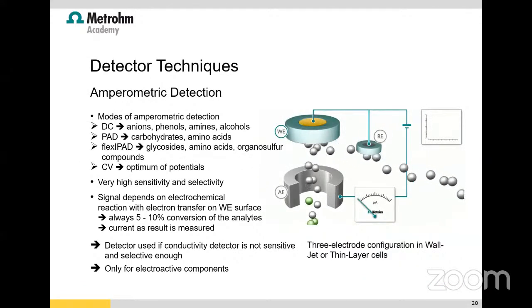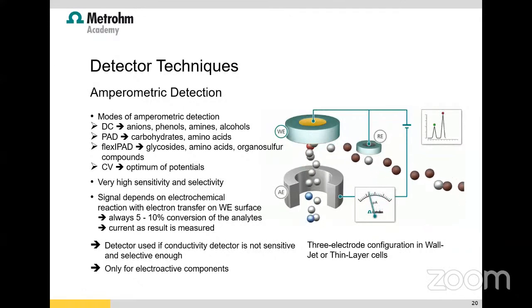Next is the amperometric detection. This detector is used whenever we have a problem with measurement, when we are not able to do the measurement using the conductivity detector. It can be due to the nature of the ion itself, or it can be due to the sample matrix. For example, cyanide analysis can be done in water.